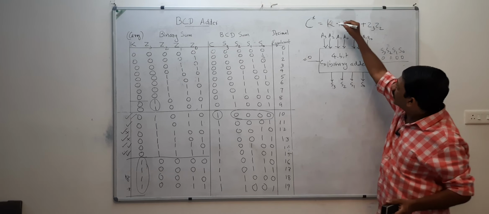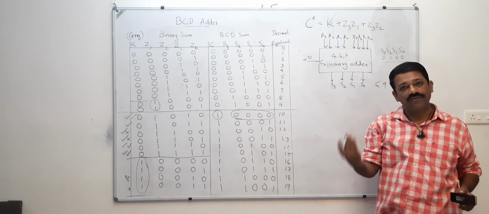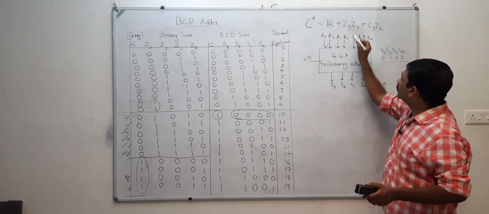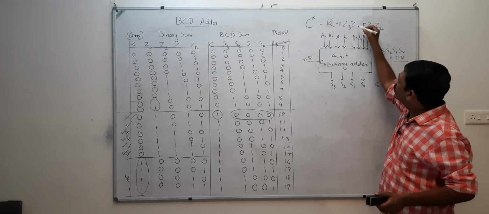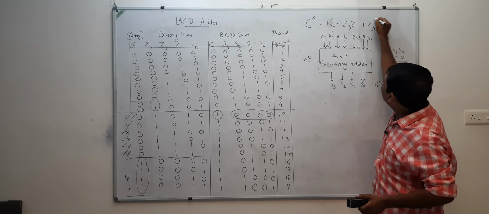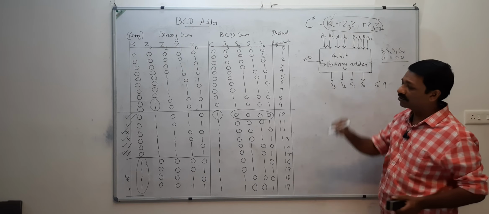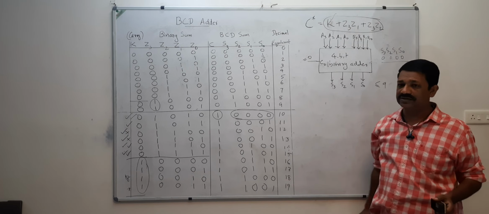That means if K is 1, definitely you have to add 0, 1, 1, 0. If Z3 and Z1 are ones, you have to add 0, 1, 1, 0 to the result. And if Z3 and Z2 are ones, then again we have to add 0, 1, 1, 0. That means you have to generate a combinational circuit for this, and once this is available, then you can easily decide whether you have to add 0, 1, 1, 0 to the result.